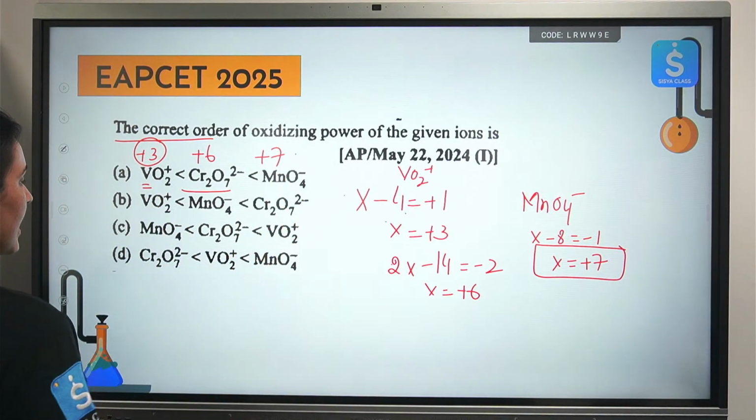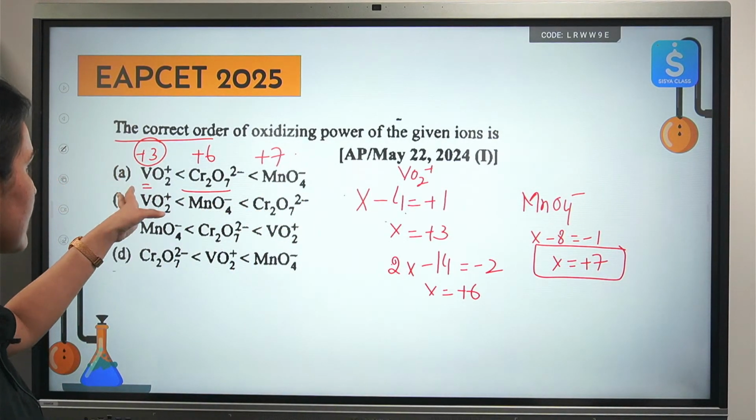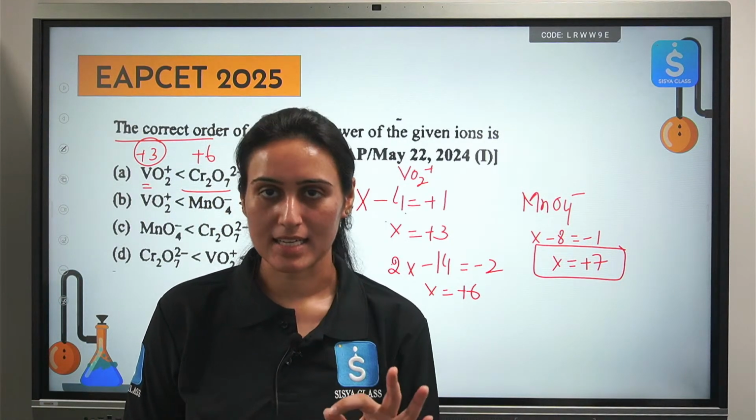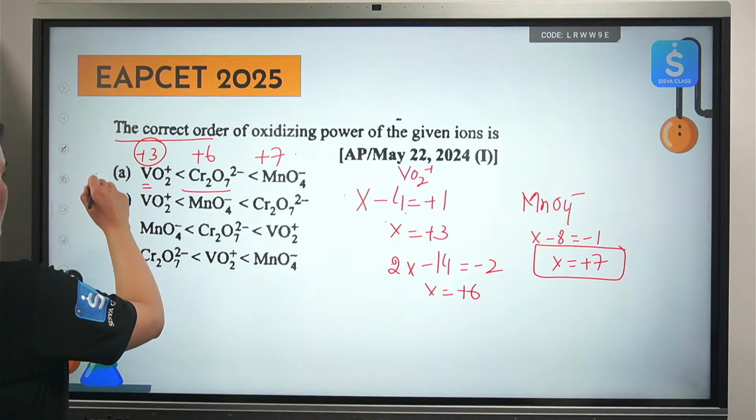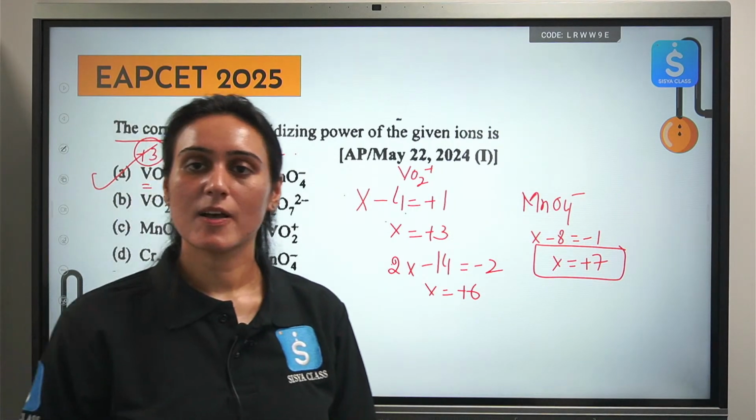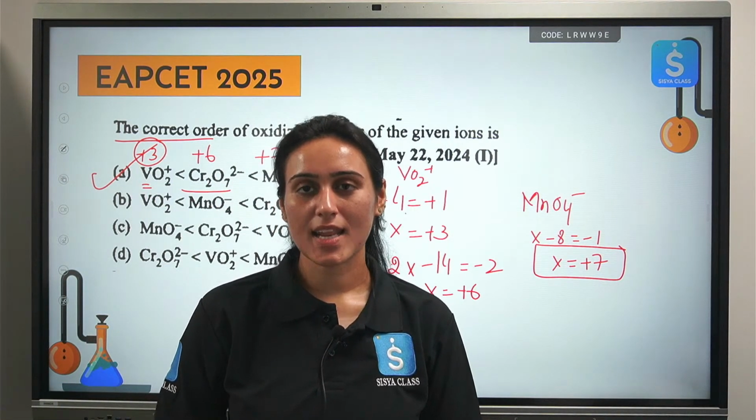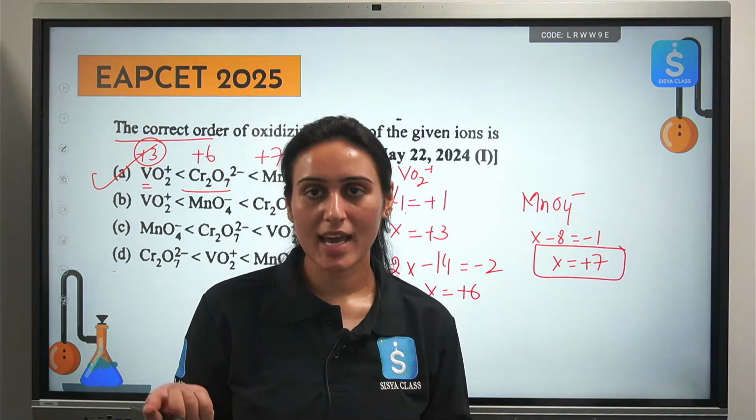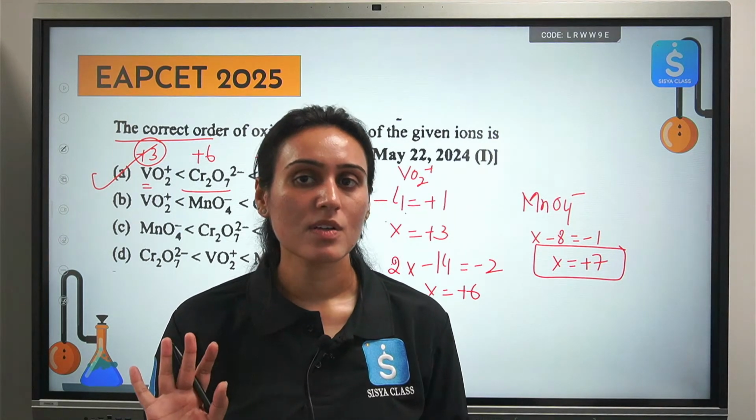So based on that, what will be the correct order? As the oxidation number increases, the oxidizing power increases. So the correct answer will be option A. As simple as that. What is the oxidizing power? The power to oxidize others. If you are oxidizing others, you will yourself undergo reduction.